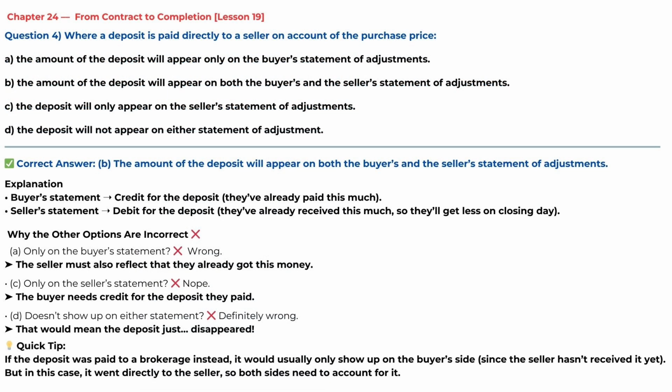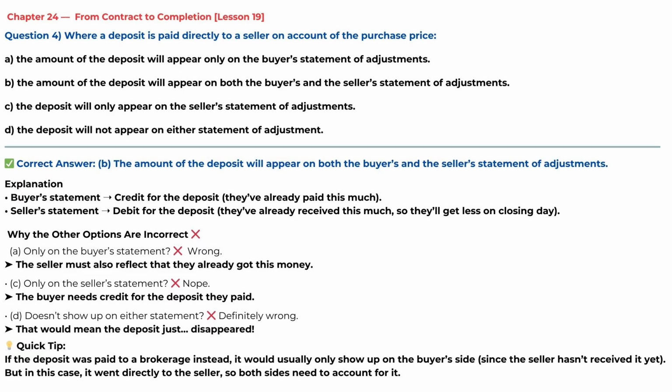Question 4. Where a deposit is paid directly to a seller on account of the purchase price. Correct answer B. The amount of the deposit will appear on both the buyer's and the seller's statement of adjustments. Explanation. Buyer's statement, credit for the deposit, they've already paid this much. Seller's statement, debit for the deposit, they've already received this much, so they'll get less on closing day.